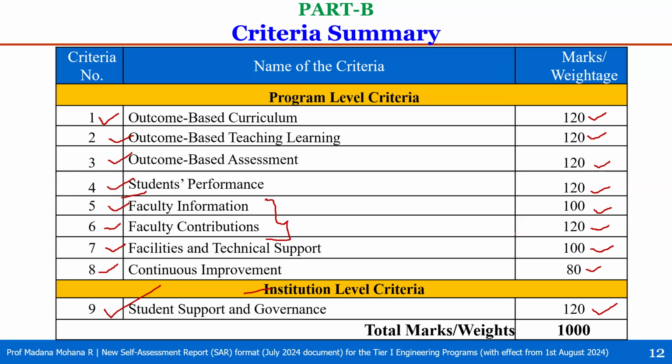The first is faculty information, that means only the faculty details, faculty student ratio, then faculty retention. For all these, the calculation part, 100 marks are there. Then faculty contributions 120. Now total 220 are for faculty criteria, that is 5 and 6. So in upcoming videos we will see criterion wise the detailed description. So these are all the various criteria and their weightages.